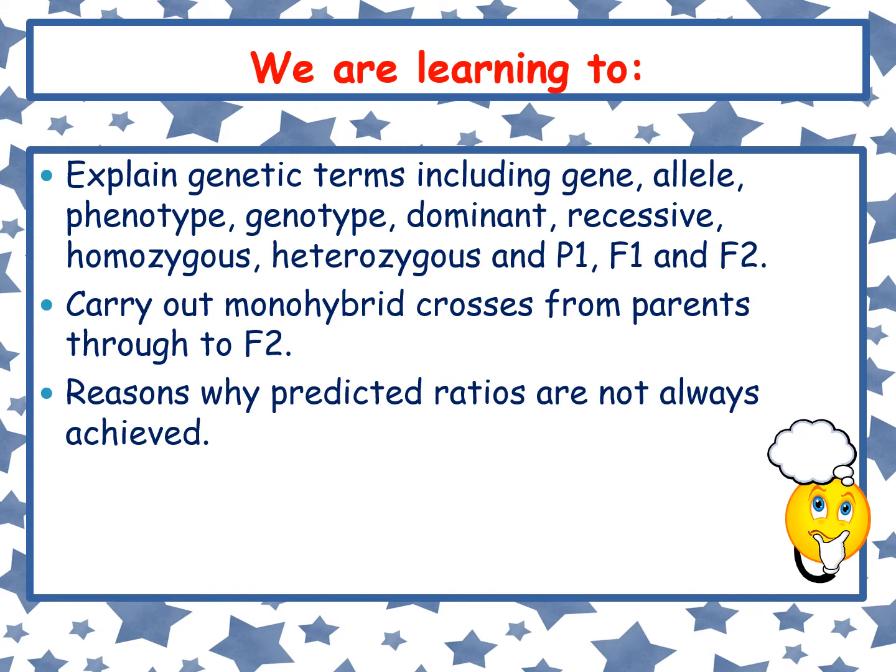Our next learning intentions are to be able to explain the genetic terms, which include gene, allele, phenotype, genotype, dominant, recessive, homozygous, heterozygous, P1, F1 and F2. Be able to carry out monohybrid crosses from parents through to F2 generation and to know the reason why predicted ratios are not always achieved.